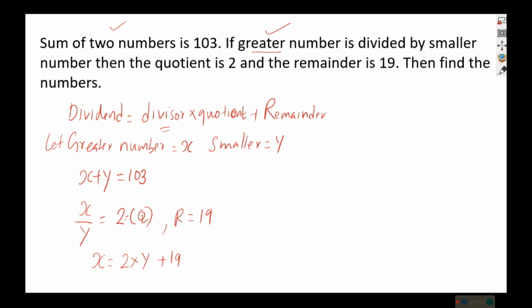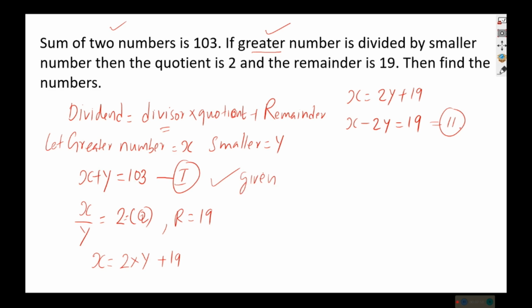So we have written an equation. We will rearrange the equation in such a way that x is equal to 2y plus 19, or x minus 2y is equal to 19, the normal format of our equation writing. So we got an equation like that. Let me put it as equation 1, and let this be the second equation. x plus y is equal to 103 is given, and this is something we formed now.